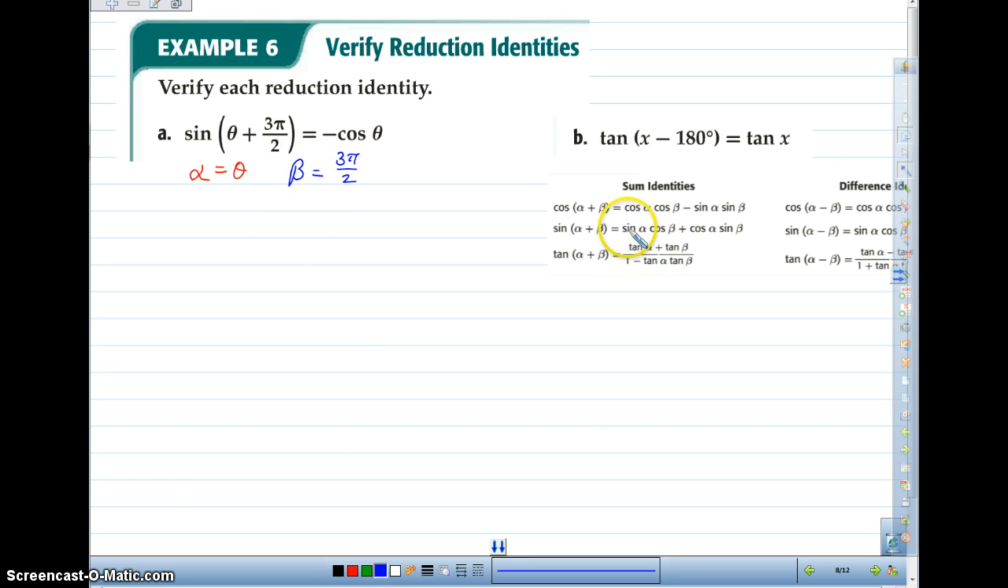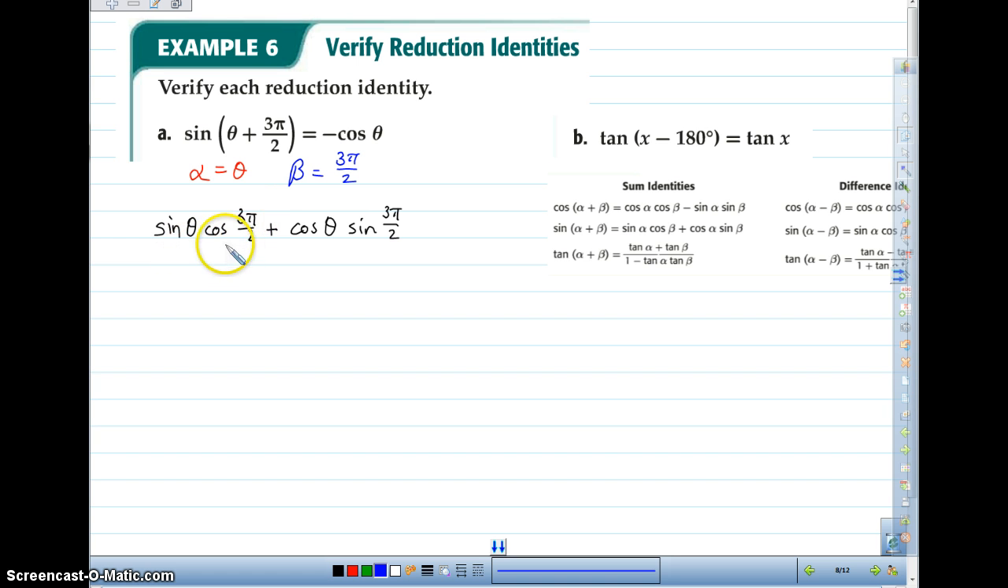So sine of alpha would just be sine of theta, times the cosine of beta, which would just be the cosine of 3 pi over 2, plus the cosine of alpha, which is the cosine of theta, times the sine of 3 pi over 2. So we're going to evaluate the ones that we can.